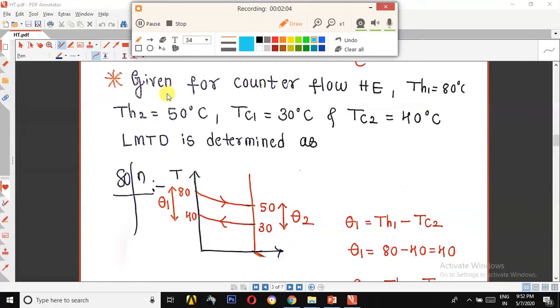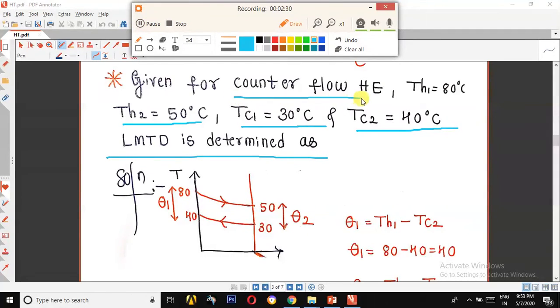Given for a counterflow heat exchanger, the inlet temperature of the hot fluid is 80 degrees Celsius and the outlet temperature of the hot fluid is 50 degrees Celsius. The inlet temperature of the cold fluid is 30 degrees Celsius and the outlet temperature of the cold fluid is 40 degrees Celsius. LMTD is determined as follows. In a counterflow heat exchanger, both the fluids are flowing in opposite directions.